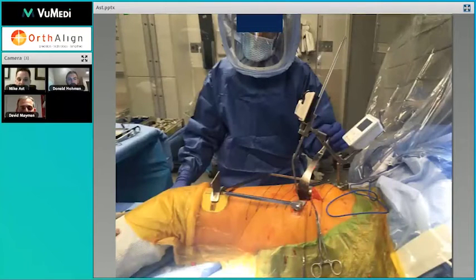Leg length is registered by placing a tack in the femur and simply placing this calibrated reader on. The system is going to allow you to register that and then check the change in that leg length later on in the case.